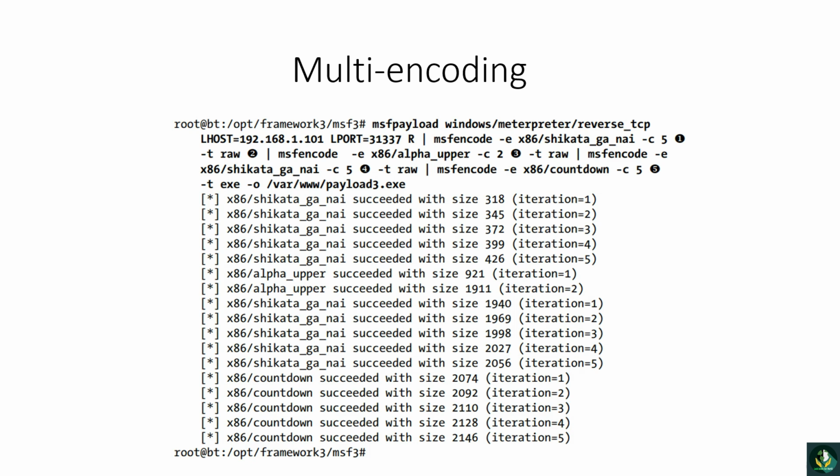So in this example, as you can see, this one is shikata ga nai encoding, which is polymorphic. So this encoding is polymorphic, meaning that the payload will change each time the script is run. So of course, which payload an antivirus product will flag is a mystery. Every time you generate a payload, the same antivirus program can flag it once and miss it another time.